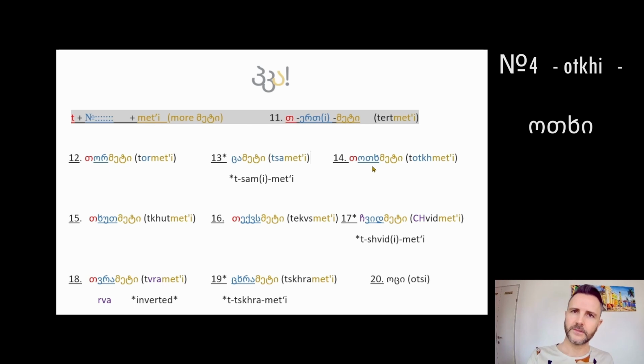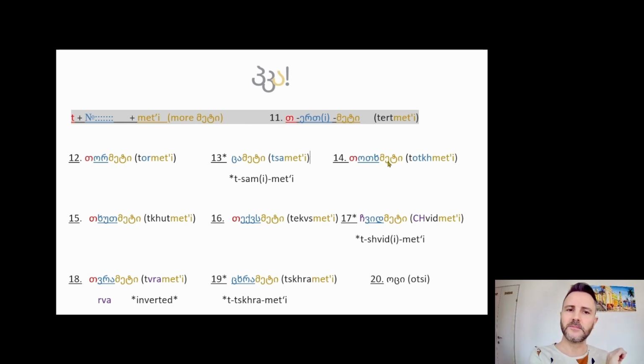Otsi. Totkhmet'i. Back to the formula again. Tkhutmet'i. This one has a t and a t and a t. So when they follow the formula, there's a lot of t's coming out, right?